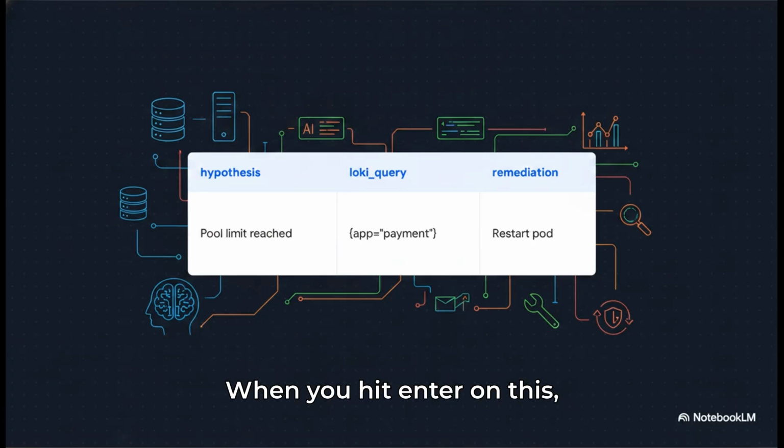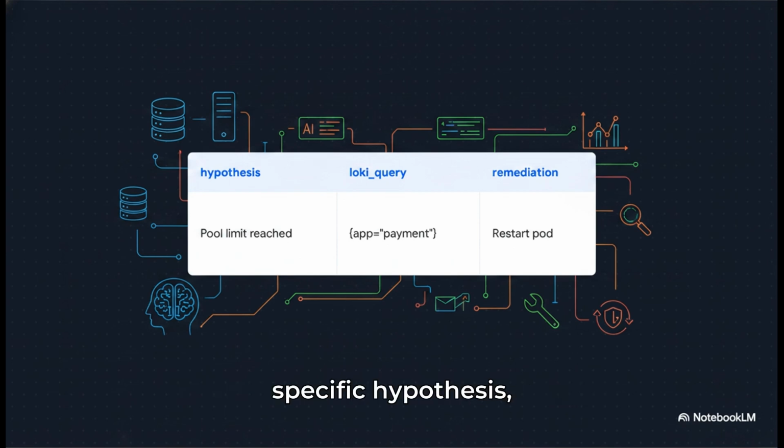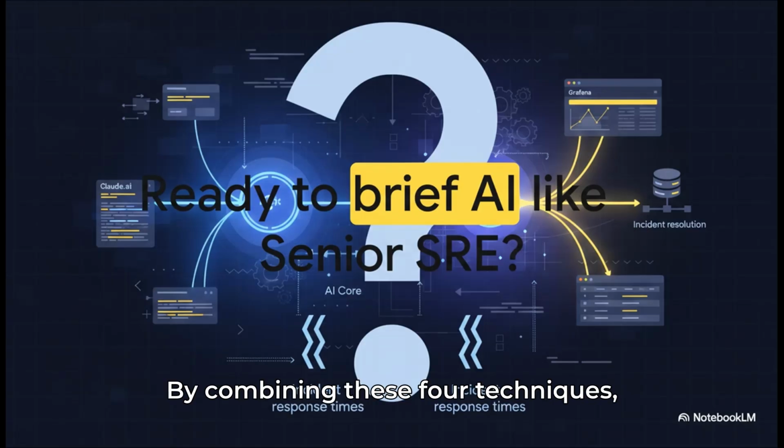When you hit enter on this, you don't get a chatty, generic response. You get perfectly formatted output. It hands you a highly specific hypothesis, like, say, the DB pool size limit being reached. And it gives you the exact Loki query you need to verify it right then and there. There's no guessing, it's just fast, surgical troubleshooting. By combining these 4 techniques, you stop hoping for good answers and you start actually engineering them.